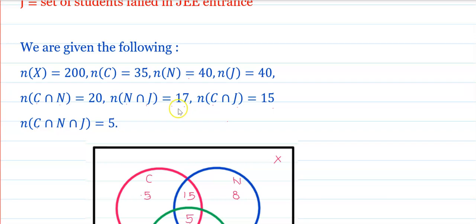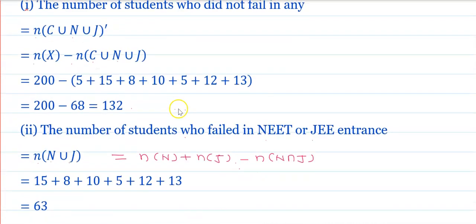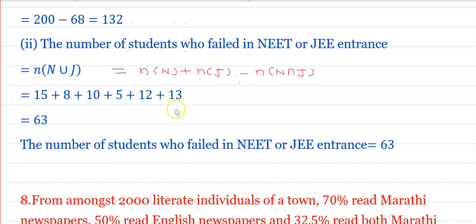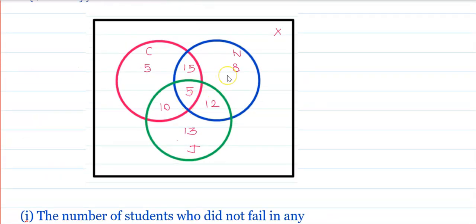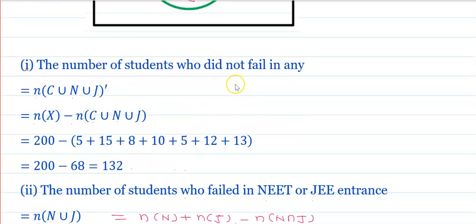80 minus 70, then you will get 63. Or you can find out by using this Venn diagram: 15 plus 8 plus 10 plus 5 plus 13 plus 10. See this here. The first is 15 plus 5. Next is 10, 13, 12 and 8, and in this way.